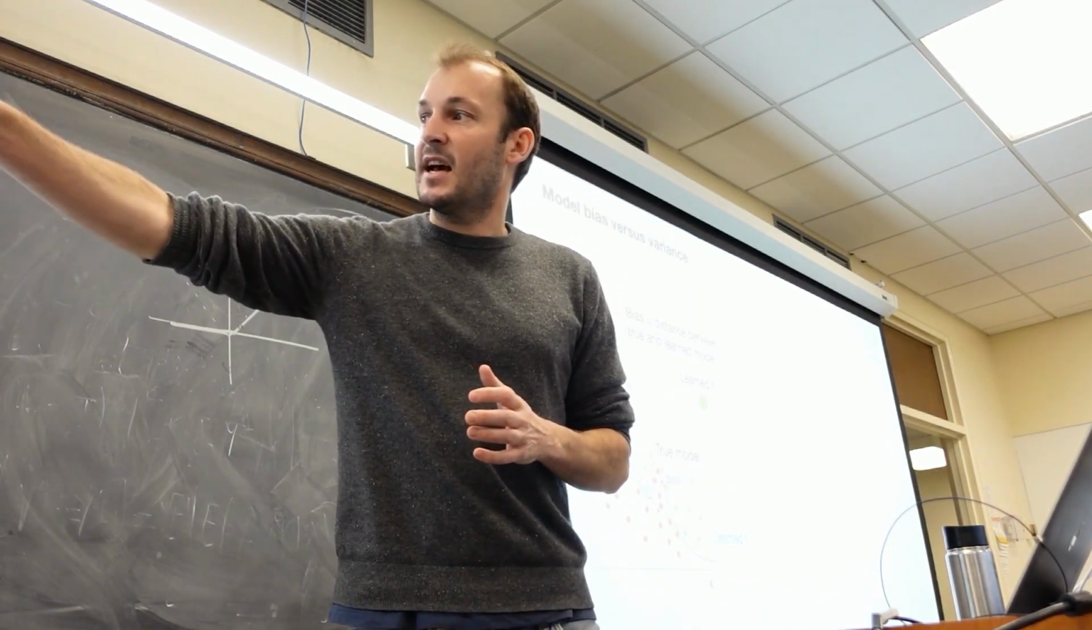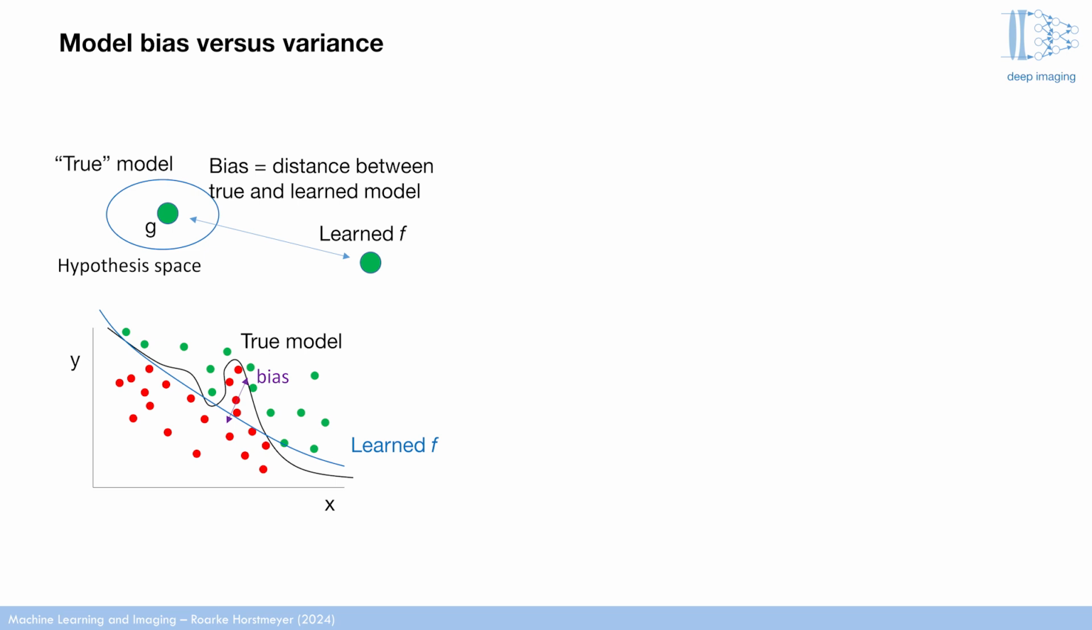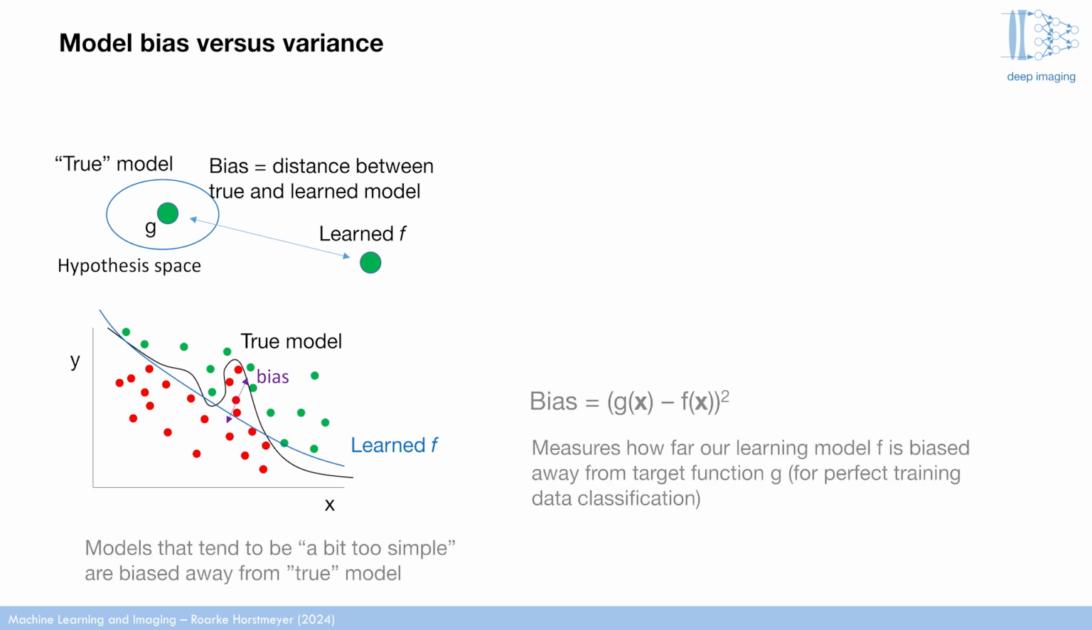Okay, and so I sketched that here. The learned F is, let's say, not so complicated. It's this blue curve during training. The actual true model that classifies all the images of cats, the red circles, and dogs, the green circles, is this more complicated curve. And the bias is that distance between those two models. It is a mean squared error distance, a Cartesian distance in reality.